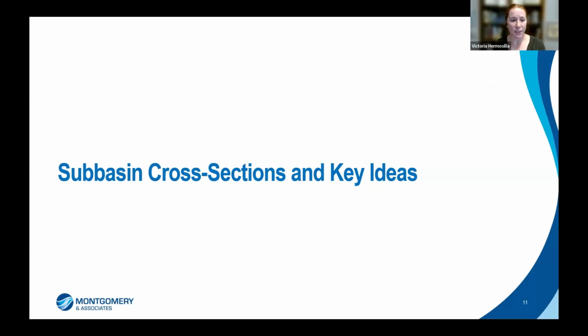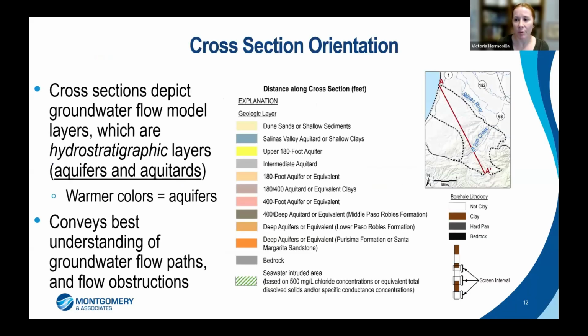So now I'm going to get into subbasin by subbasin cross sections and kind of go into a little bit more details as we go through the basin here. But before I get into each subbasin, I want to orient you to some of the things you're going to see on each slide. I want to point out first and foremost that the cross sections I'm going to show depict groundwater flow model layers, which are these hydrostratigraphic layers, or just the aquifers and aquitards.